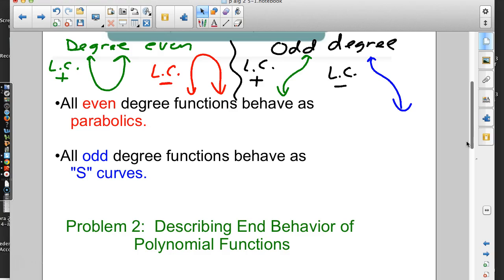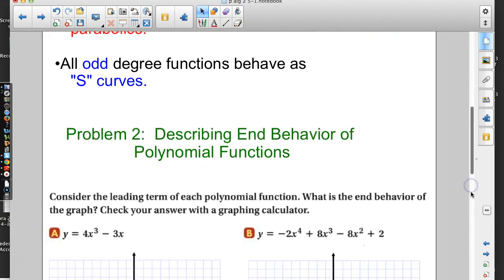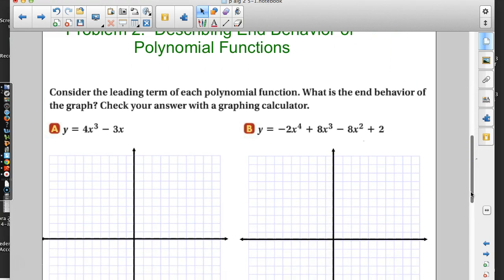So all even degree functions, those are our parabolas. They behave as parabolas. All odd degree functions behave as S-curves, those snake-like curves. So problem 2 says, we're just going to give you a polynomial. You tell us, what is this going to look like? So consider the leading term of each polynomial function.